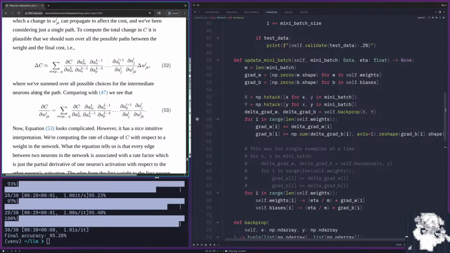this was delta C, and this is the derivative of C with respect to W^l_jk.